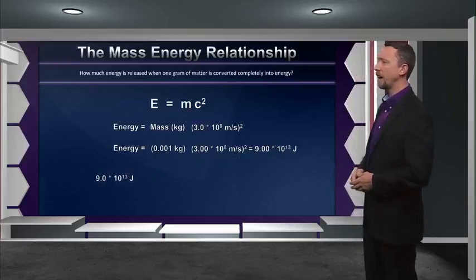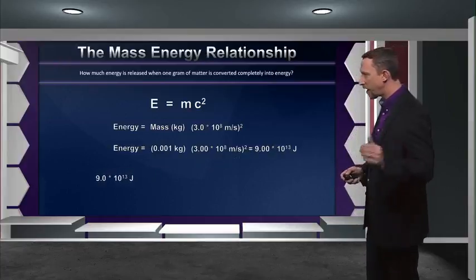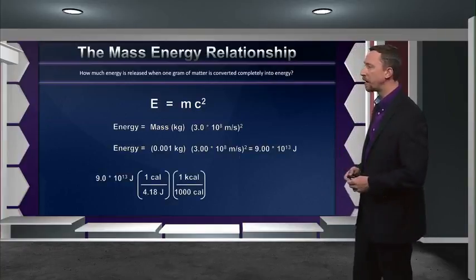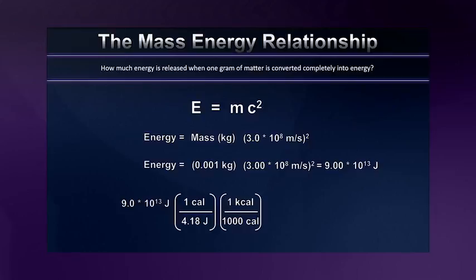Well, let's do another quick calculation. Let's take our joules, convert that into food calories, something that we can all really appreciate. Now, there are 4.18 joules per calorie, but remember, a food calorie is actually 1,000 times an actual calorie. So if we run our calculation, this will give us the total number of food calories contained in that 9 times 10 to the 13 joules that would have come from our gram of matter. And the answer that we get is 2.15 times 10 to the 10th kilocalories.